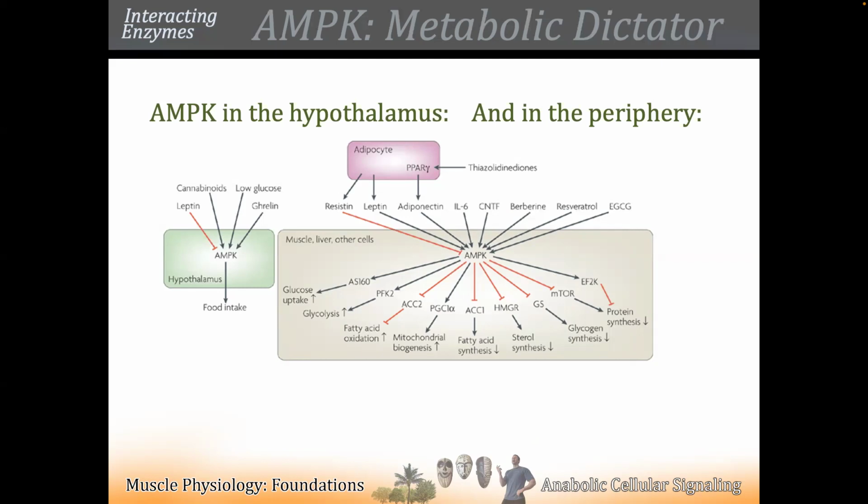So leptin is released from fat cells when they're growing. And if your fat cells are growing now, there's just no reason to keep eating. So leptin can block AMPK in the hypothalamus, and that's a totally reasonable thing to do. No need to eat yourself to death. But in the periphery, it's okay to start metabolizing those calories at an elevated rate.